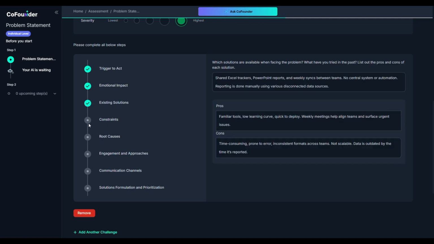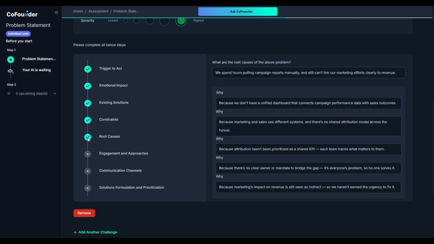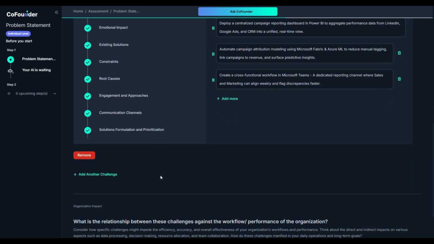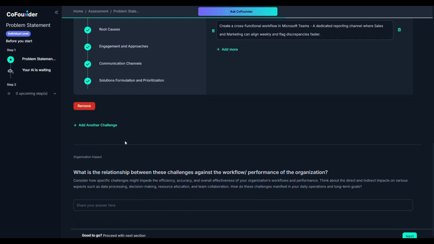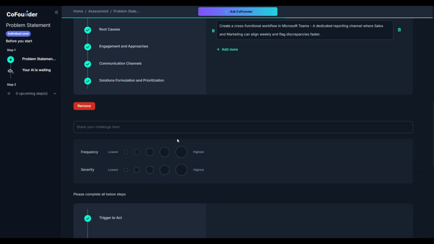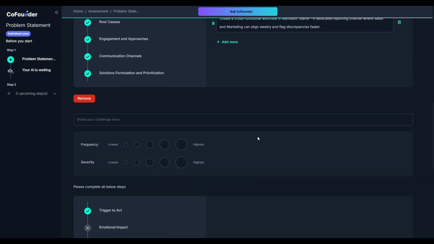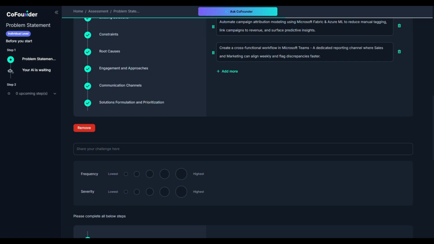CoFounder is flexible. You can log as many challenges as needed. You can always come back to the innovation stream to edit or update anything. Whether it's refining a challenge, adding a new insight, or adjusting your priorities, the workflow is designed to evolve with you. Since you've already seen how the problem statement framework works, trigger, emotion, solutions, and so on, we'll breeze through Alex's next challenge. Just watch how the workflow scales seamlessly.